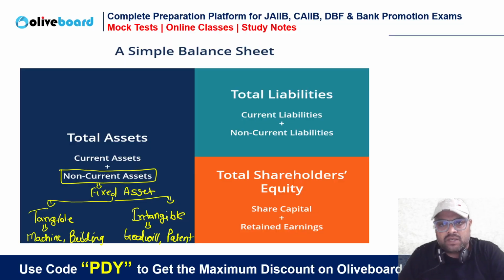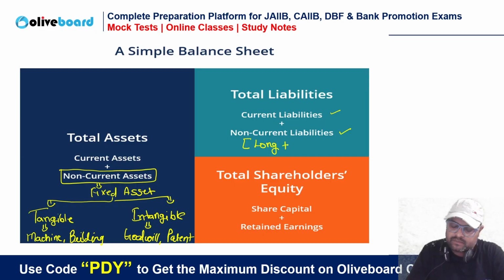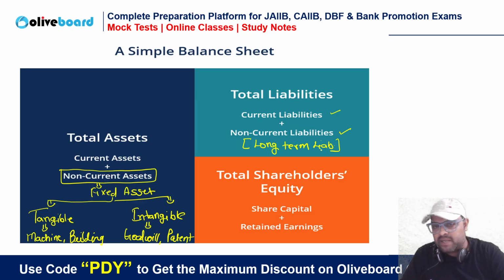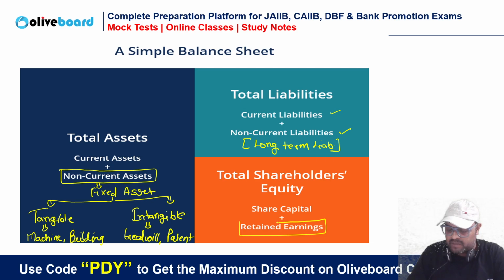When we talk about liabilities, there is total liabilities, that is current liability and non-current liability. Non-current liability means long term liability, like debenture, bond, etc. When we talk about shareholders' equity, it is share capital, retained earnings, which represent reserve and surplus, and the current year profit. So that's the same classification which we discussed just now.